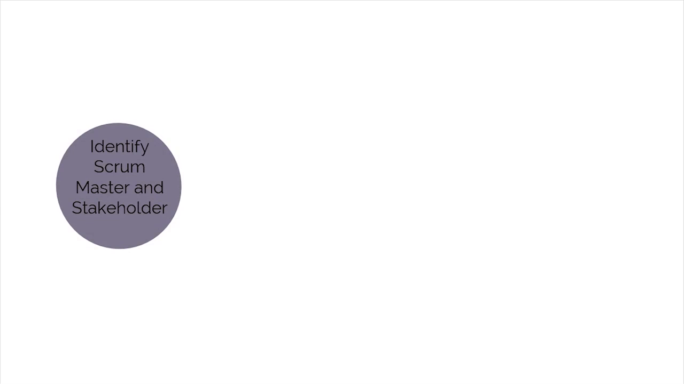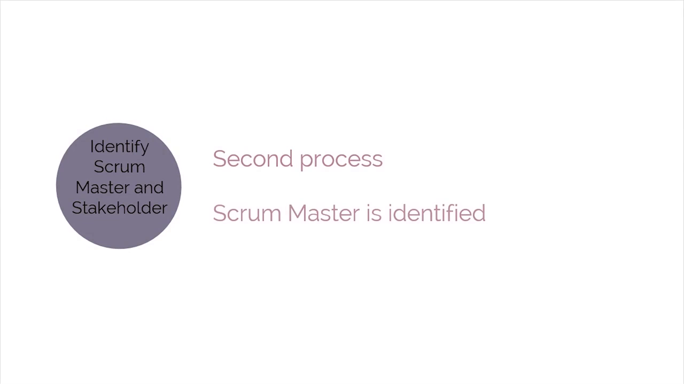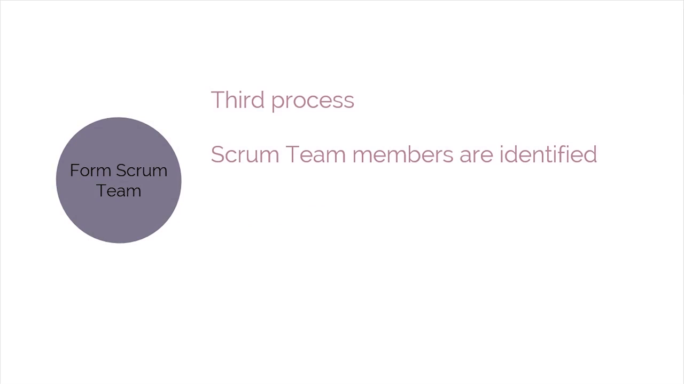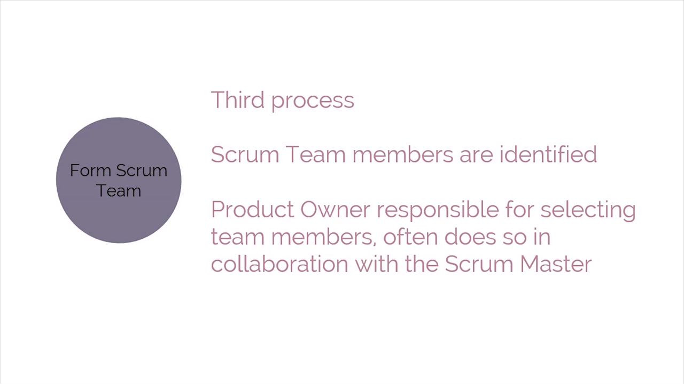The product owner is identified in this process. Identify Scrum Master and stakeholders is the second process, during which the Scrum Master is identified using specific selection criteria. Form Scrum Team is the third process in the Initiate phase. In this process, Scrum team members are identified. Normally, the product owner has the primary responsibility of selecting team members, but he or she often chooses the team in collaboration with the Scrum Master.